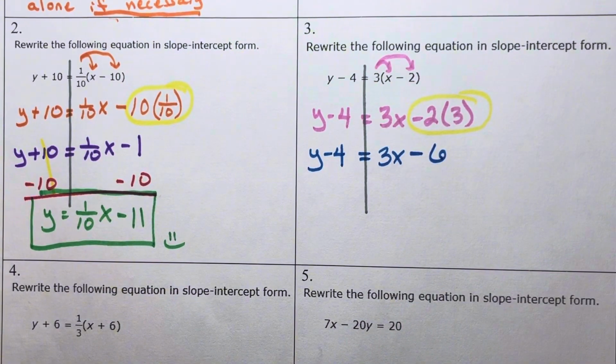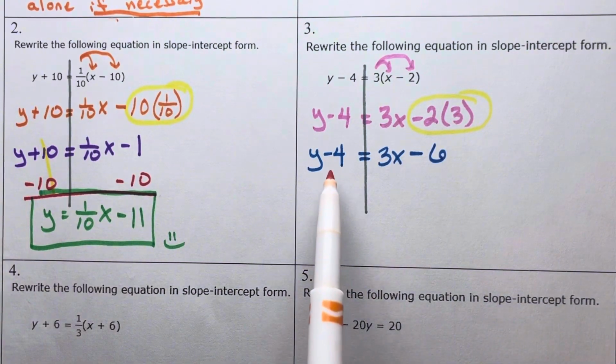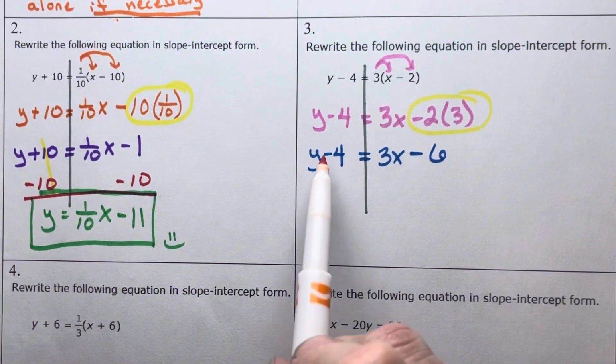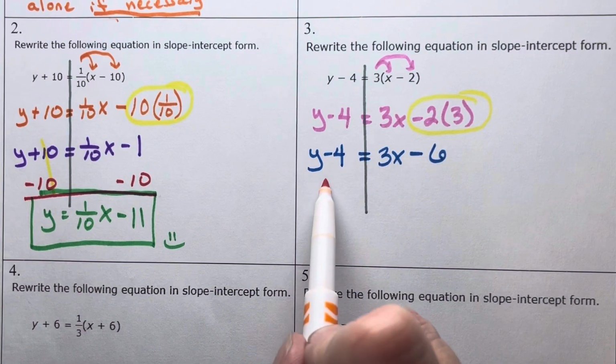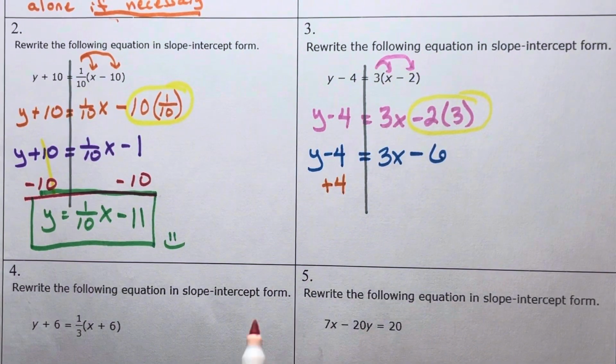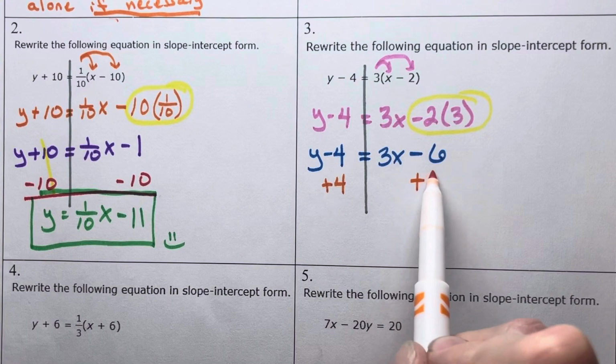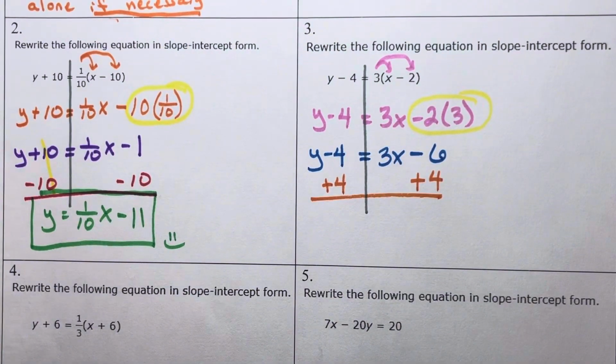Great. So we are ready for our final step, where we just need to get rid of the minus 4. So I have y minus 4, and do the opposite to get rid of this 4. So the opposite of subtracting is adding. And what you do on one side of the river, yep, you have to do to the other.